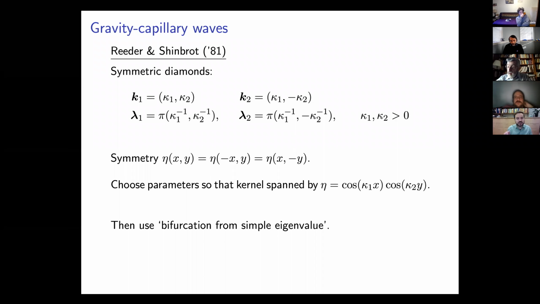Okay, so it's not always the case that the kernel is just one-dimensional. You have to choose the parameters carefully so that this is the case. Reeder and Shinbrot had to avoid certain parameters where you have a higher dimensional kernel. And in particular, they remarked that there are problems with setting sigma equal to 0, so considering the pure gravity case.